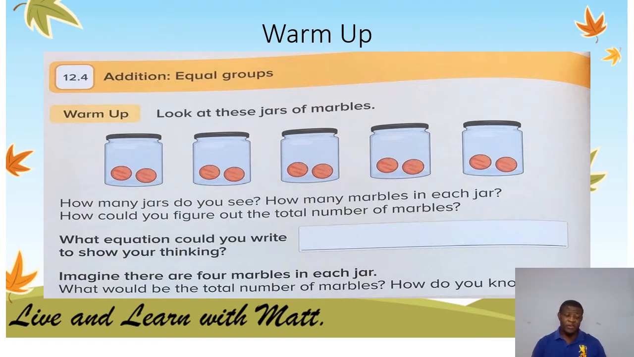So we can count in steps of 2, right? We have 2, 4, 6, 8, 10, right? So 5 jars of 2 marbles is 10. Now, write an equation. What equation could you write to show this thinking? You can write 2 plus 2 plus 2 plus 2 plus 2, which is equal to 10.